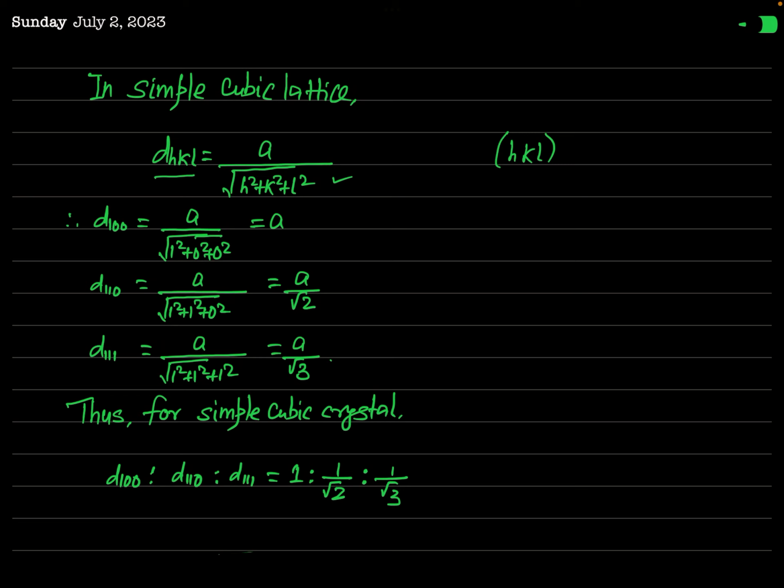You have seen that in a cubic crystal there is a plane which is denoted by the symbol 100, and the distance between such two parallel planes is denoted by the symbol d100. So what will be this d100? You can obtain it from this general result. When you write the plane as 100, it means h is equal to 1, k is equal to 0, and l is equal to 0. So we will substitute h equal to 1 here, and k and l will be 0. So d100 from this formula will be a divided by root over 1 square plus 0 square plus 0 square, and that will be equal to simply a.